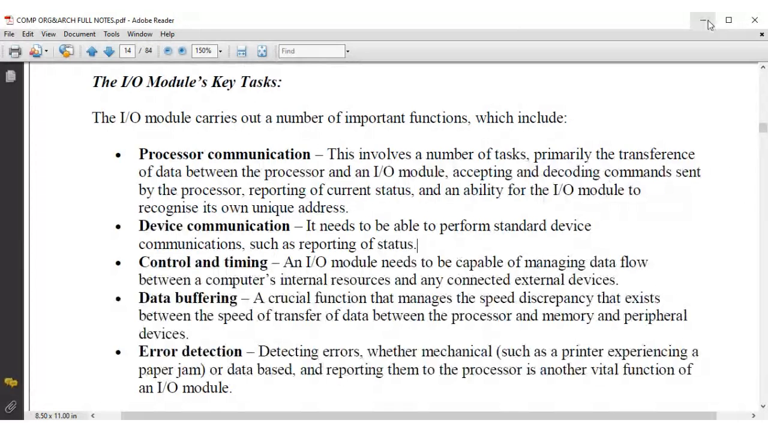I hope that I'm not talking of strange things. Yeah, I think you've heard about drivers. So you install drivers so that this module can communicate with the CPU. All right, that's what we talk about as device communication.